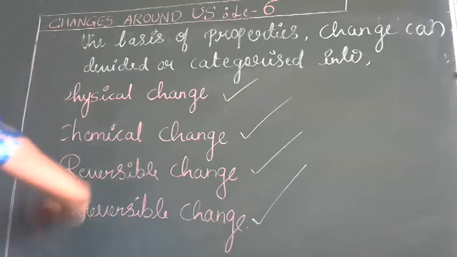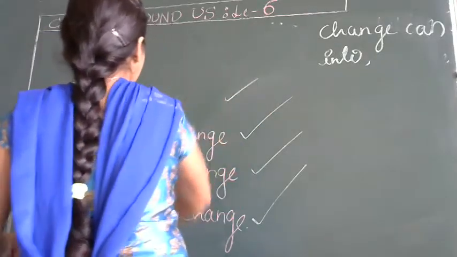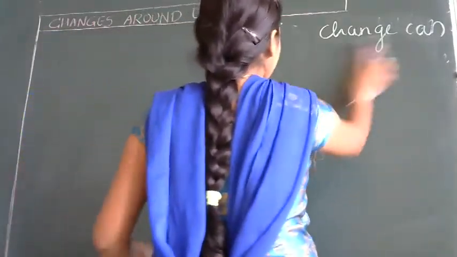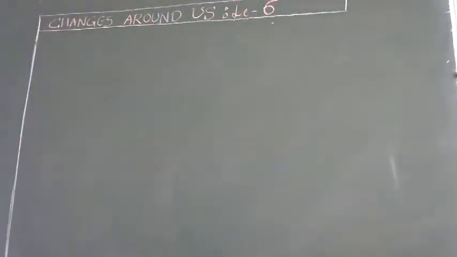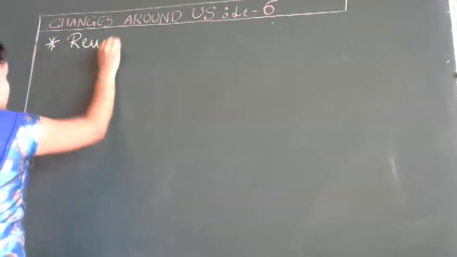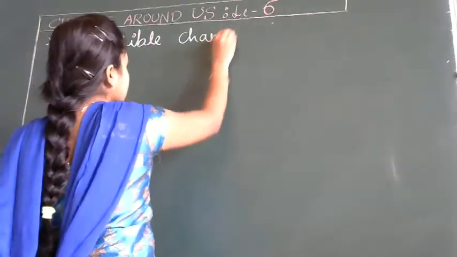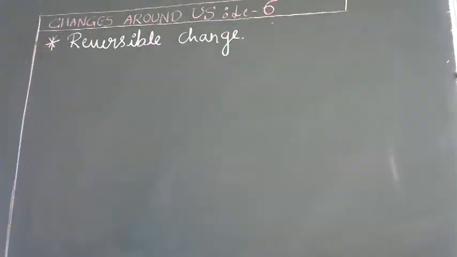First, we will go for reversible and irreversible change. If you understand reversible and irreversible, then obviously you will understand physical and chemical changes. Okay. So first, here we will see reversible change. Now what is this reversible change? What does it mean? Yes, here I'll write on the board so that you'll understand that.